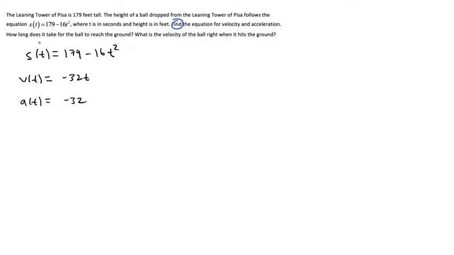Now, how long does it take for the ball to reach the ground? Well, what does that mean? How do we know when the ball hits the ground? The ball hits the ground when S of t is equal to 0, when the position is 0. Think about this: what is S of 0? When you put 0 in here, at 0 seconds, the height is 179. So we want to find when the height equals 0.